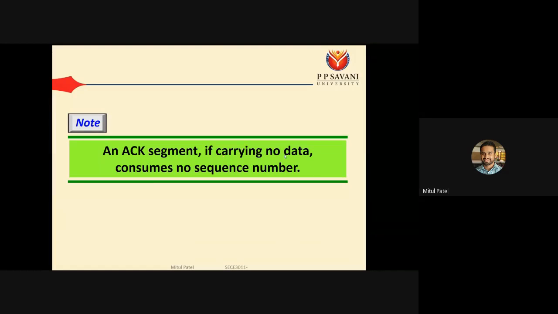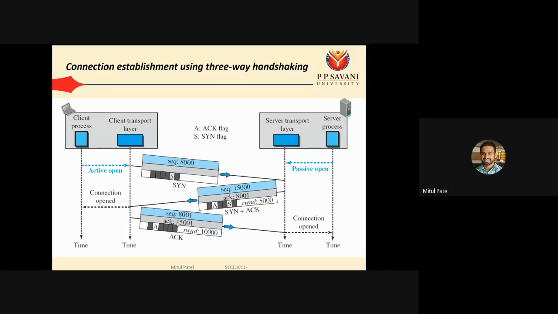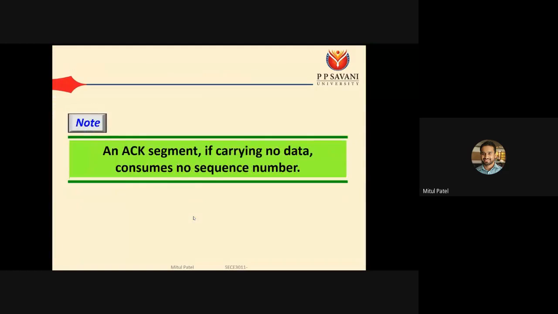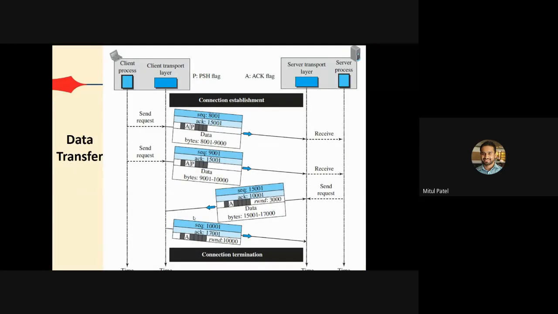An acknowledgement segment, if carrying no data, consumes no sequence number. If this acknowledgement is carrying no data, then we don't require any sequence number. But if it is carrying one byte of data, then we require one sequence number, that is 8001. If we are not sending any data along with this acknowledgement segment, then we don't require this sequence byte.